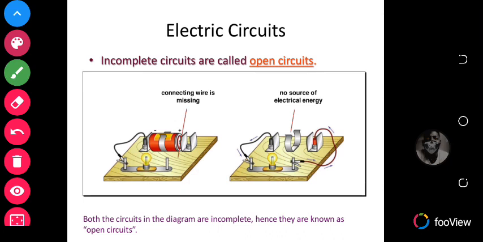In the same way, on the other end, we have the wires present, but there's no source of energy. There isn't any battery to produce electrons to power the light bulb. So this is also an incomplete circuit. Both circuits in the diagram are incomplete, hence they are known as open circuits. In open circuits, there's a gap preventing the flow of electrons or electricity.